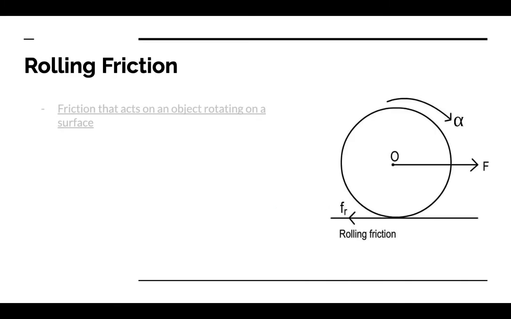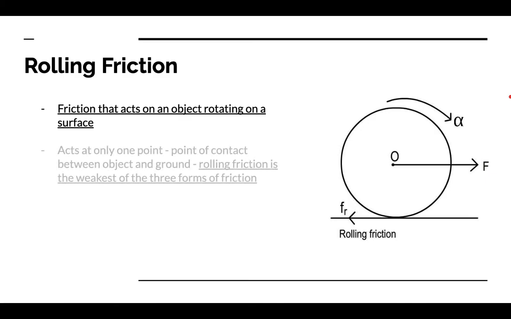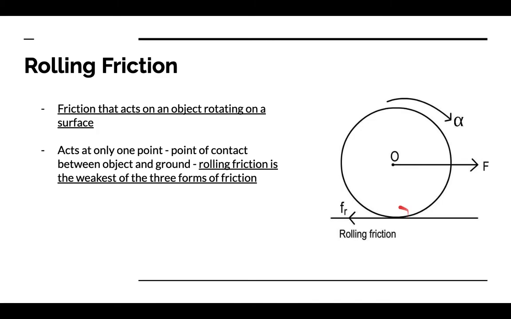Lastly, we look at rolling friction. We'll look at this more in depth in Unit 7, but right now we're just going to get a brief introduction to it. It's a friction that acts on an object rotating on a surface, like we see right here. An object is rotating in the counterclockwise direction and thus moving to the right. It acts at only one point, the point of contact between the object and the ground. As a result, there is not a huge amount of contact between the wheel, or object that's rotating, and the ground. Hence, rolling friction is the weakest of the three forms of friction due to this extremely small amount of contact right here.